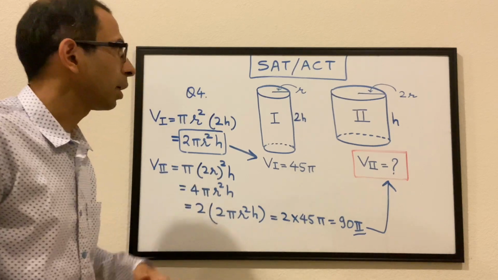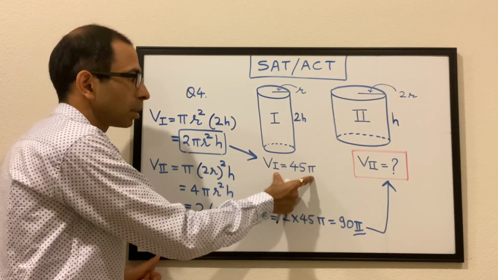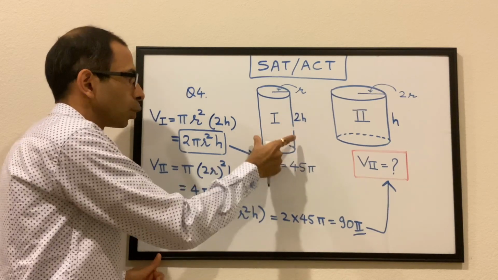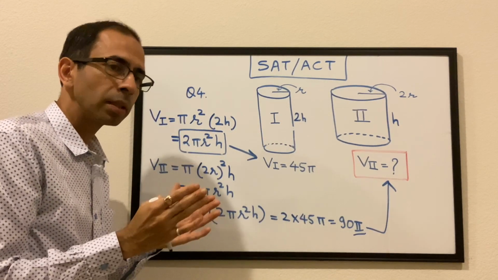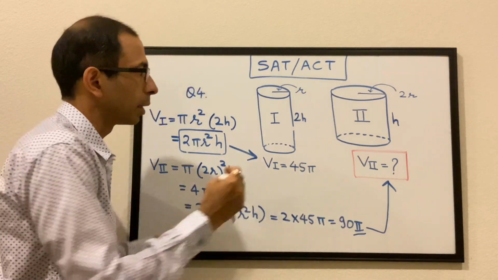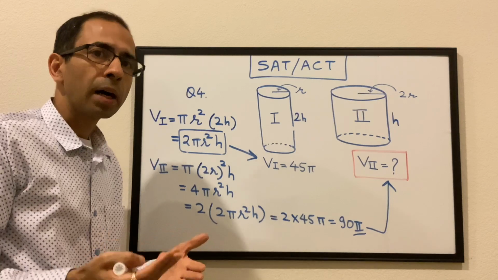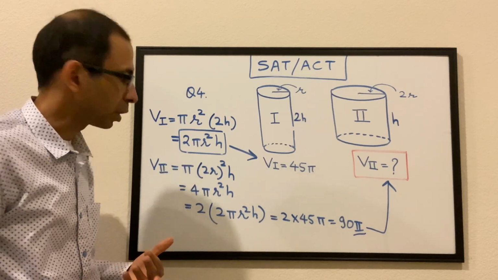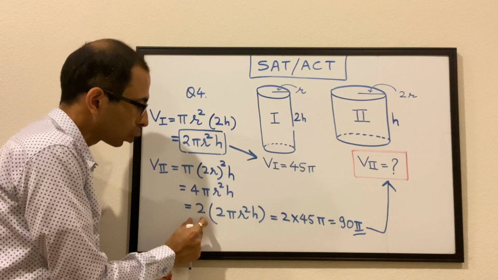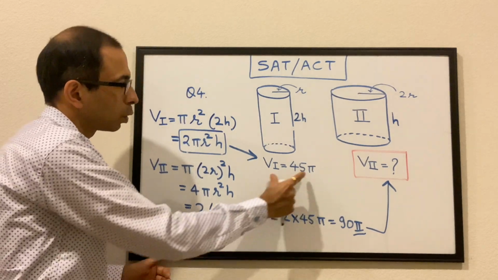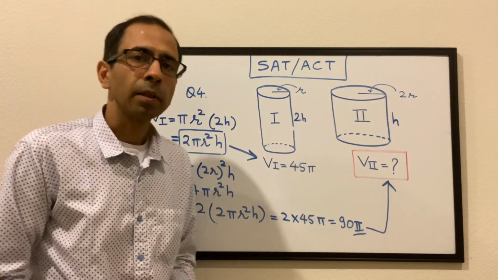Again, just to reiterate, we don't need to have the actual values because they have given us the volume of the first cylinder. So we are able to get the value of this whole entity. 2 pi r square h is equal to 45 pi. And then when we are trying to write the volume of the second cylinder, it is also in terms of r and h. So eventually we get an expression of 2 pi r square h, which we write as twice of this, and this entity is equal to 45 pi. So 2 times 45 pi is equal to 90 pi.